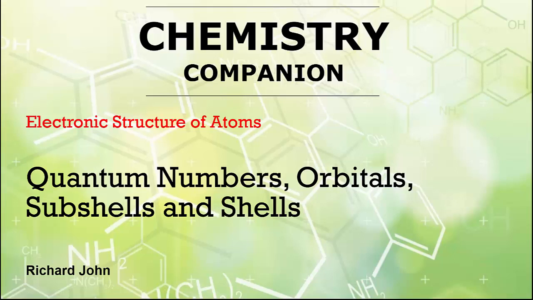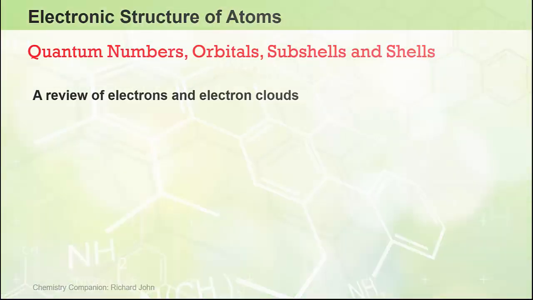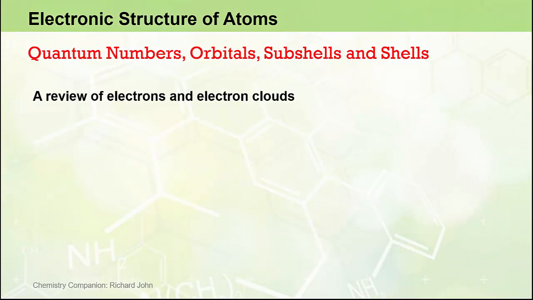In this video, we're going to look at the use of quantum numbers to describe properties of electrons that reside within orbitals. And we will also discover that orbitals are grouped together in subshells and that subshells are grouped together in shells. So let's just take an opportunity to review what we know about electrons within electron clouds.